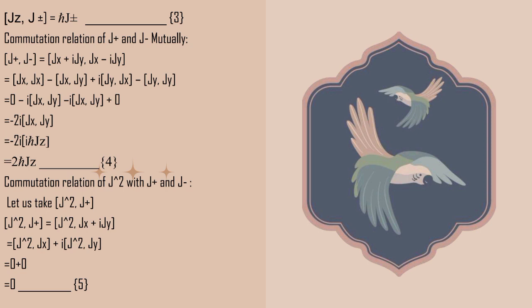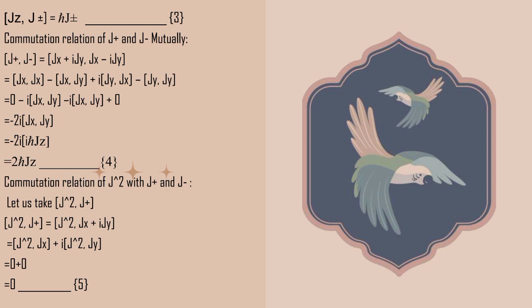Commutation relation of J plus and J minus mutually. [J plus, J minus] is equal to [Jx plus iJy, Jx minus iJy], which is [Jx, Jx] minus i [Jx, Jy] plus i [Jy, Jx] minus i squared [Jy, Jy]. Here [Jx, Jx] and [Jy, Jy] will be 0. So the equation will be minus i [Jx, Jy] minus i [Jx, Jy]. Here we have minus 2i [Jx, Jy].